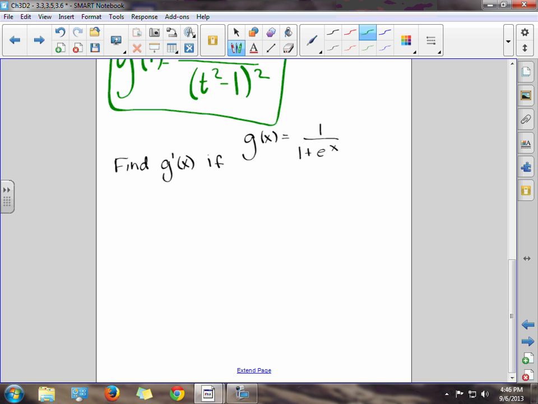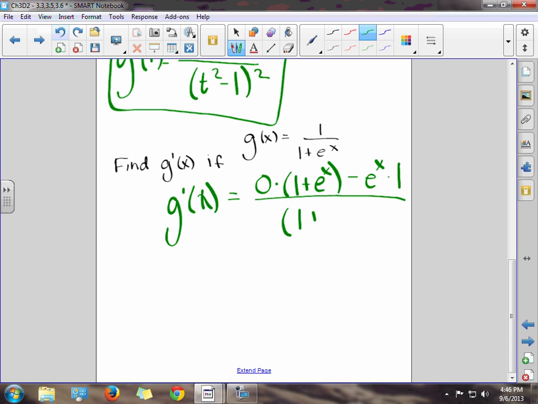Okay, so here we have another one. We want to find g prime of x. You actually could do this without using the quotient rule. I want to show you how to do it with the quotient rule, because we haven't really talked about the chain rule yet, and you would need the chain rule to be able to do it without the quotient rule. So g prime of x is going to be the derivative of the top, the derivative of 1 is just 0, times the bottom, which is a little redundant, but we'll write it anyway, minus the derivative of the bottom, which is e to the x, times 1, all over the bottom all squared.